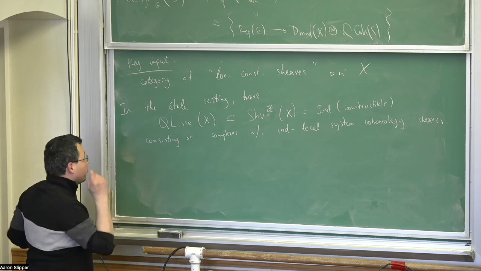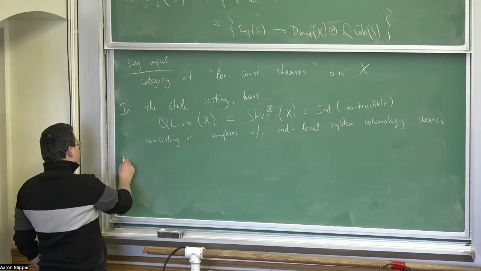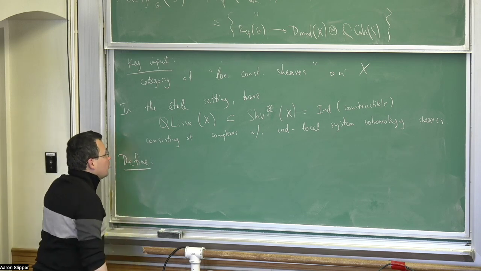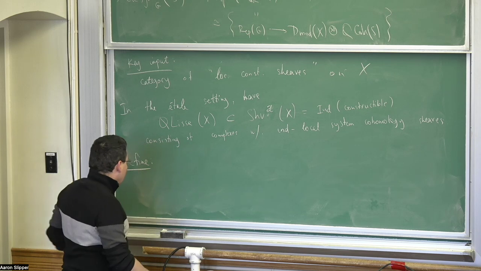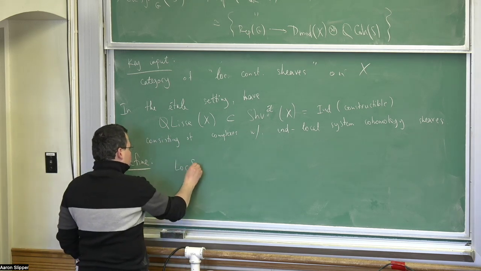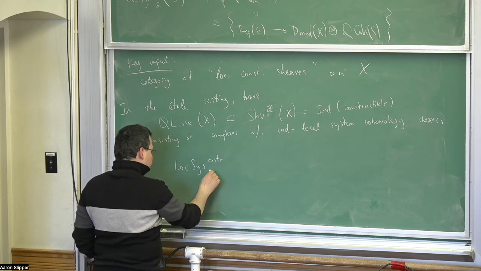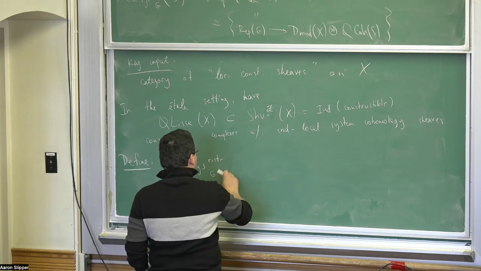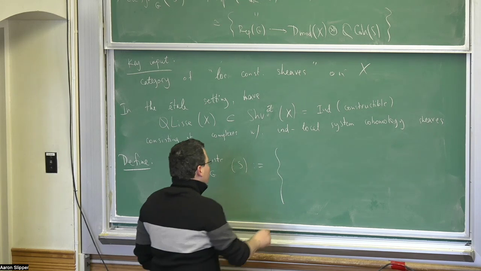Okay, great. So we have this thing, and now we define a stack of local systems with restricted variation, just by the same formula.